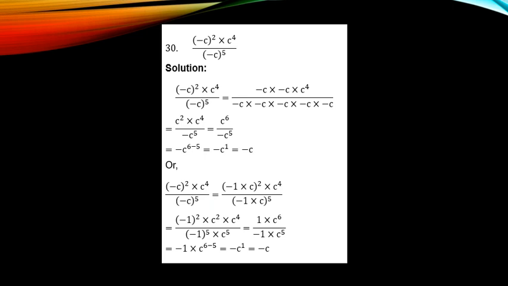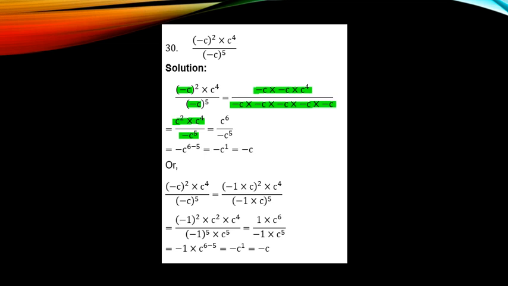Example 30. Bracket open, minus c, bracket close squared, times c power 4, all over bracket open, minus c, bracket close power of 5. We can also take this in two forms. The first approach is that we multiply minus c 2 times to reflect power 2. That is minus c times minus c, then times c power of 4. The denominator, you multiply it 5 times to reflect the power. That is what you have here. For the numerator, minus c times minus c is plus c squared, times c power 4. The denominator is minus c power of 5.